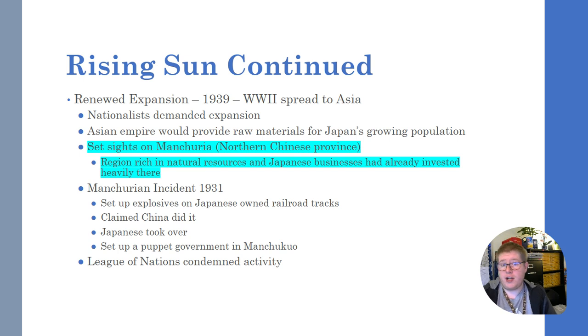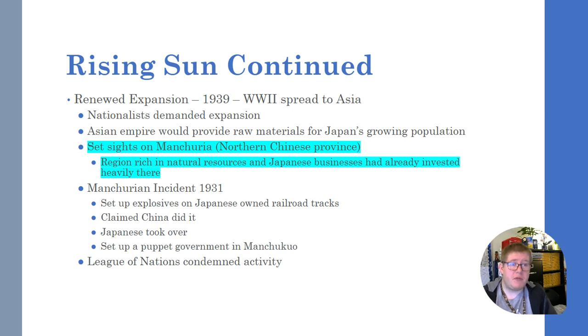So by 1939, their renewed sense of expansion is going to spread to Asia. Now, it's important to remember that nationalists want and demand expansion. The Asian Empire would provide raw materials for Japan's growing population. So they set sights on Manchuria, that northern Chinese province that we talked about last time, a region rich in natural resources that Japanese businesses had already invested heavily in. So it made sense for them to take it over.